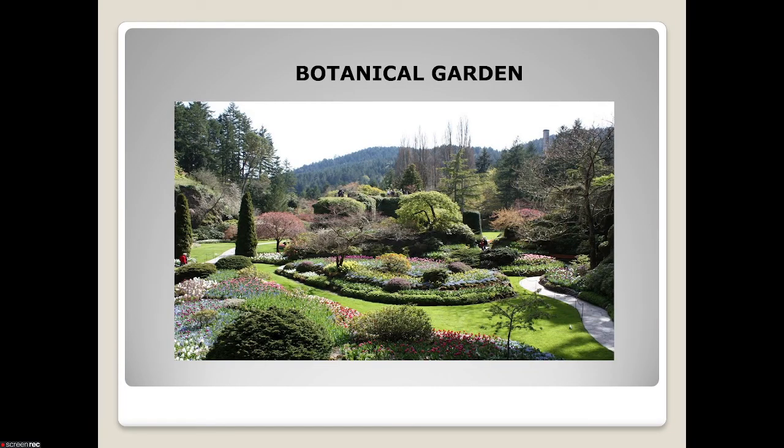Our next is botanical garden. As you can see, a botanical garden is a fully controlled place where flowering plants, fruits, and vegetables are grown to maintain the beauty and calmness of the area. I guess you all must have visited at least once in your life such botanical gardens.